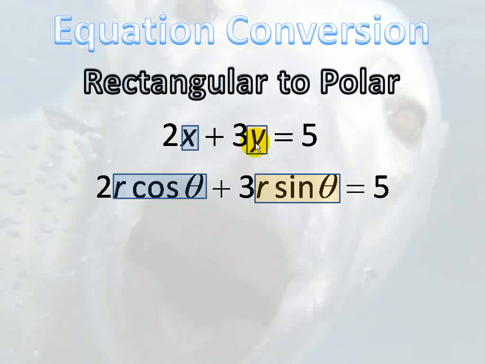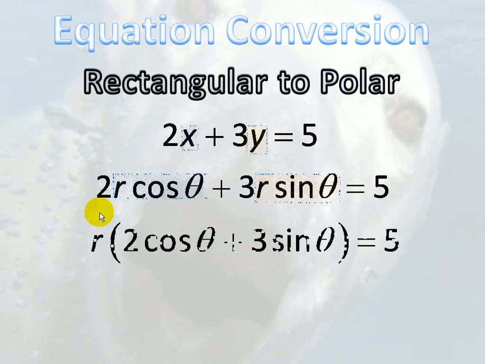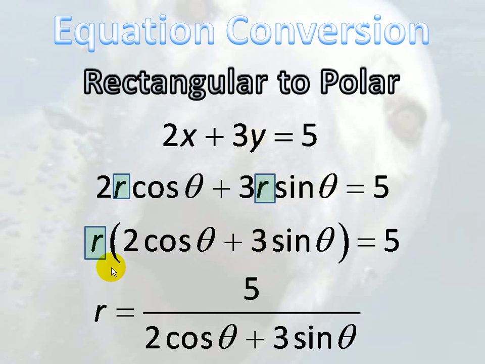Now the only thing left to do is to solve for the r. And you want to do this whenever you can. I'm going to solve this equation for r. And I do so by just factoring out the r. You notice I have an r here and here. So I'll just factor that out. And then divide by this big, long coefficient of the r. And I get r is equal to 5 over 2 cosine theta plus 3 sine theta. And there we have our conversion. So we've successfully converted from this rectangular form to this polar form.